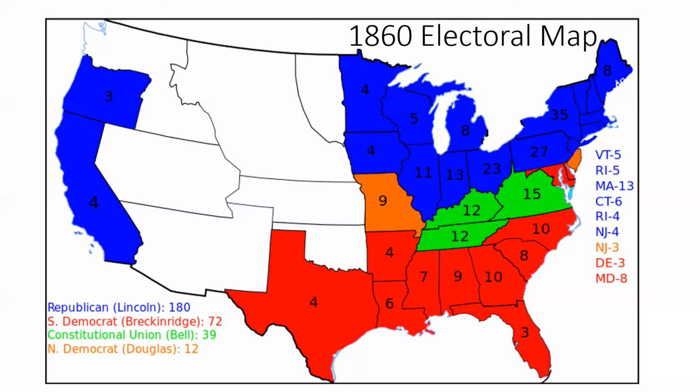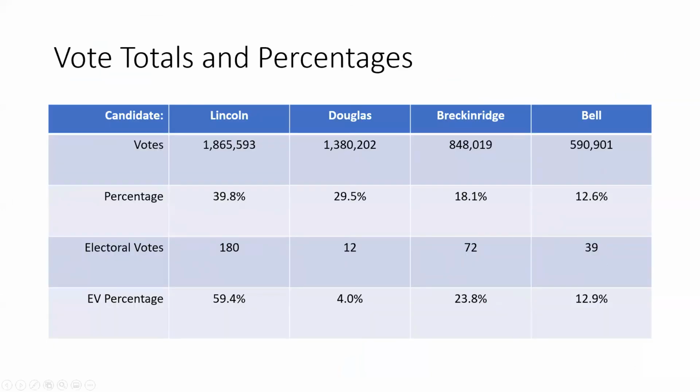Nonetheless, it did end up giving Lincoln a convincing electoral college win. That's an important thing, because this was an election where the electoral college was critically important. The reason for this is that if we look at the vote totals, Lincoln won 59% of the electoral votes, but only just under 40% of the popular vote. Douglas, on the other hand, won almost 30% of the popular vote, but only 12 electoral votes.